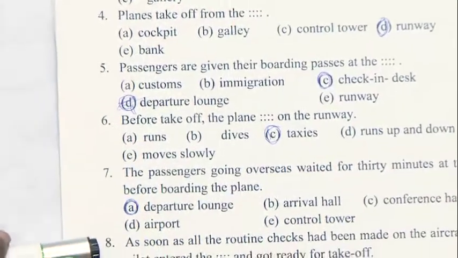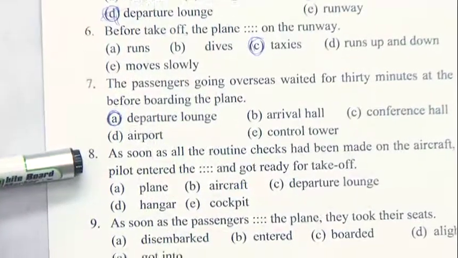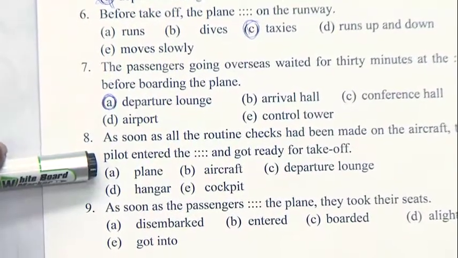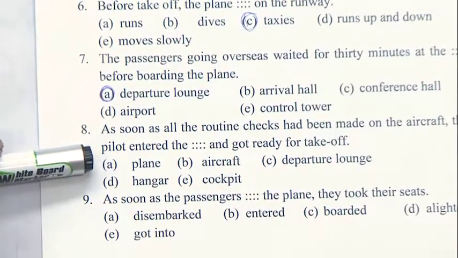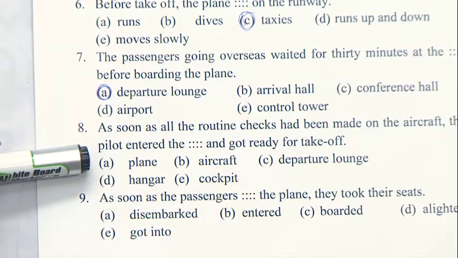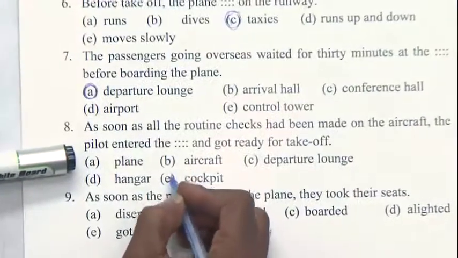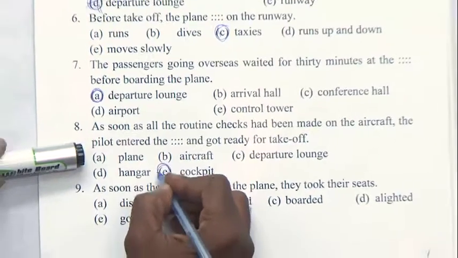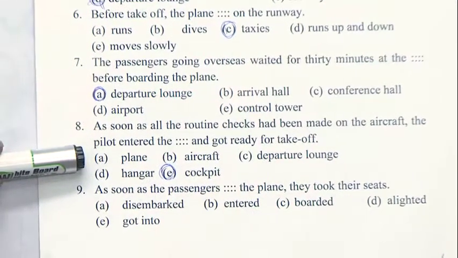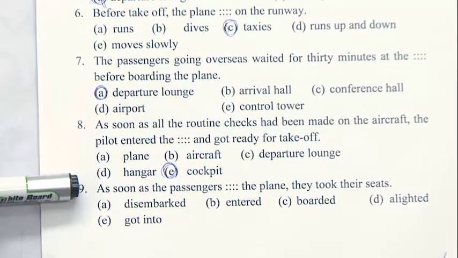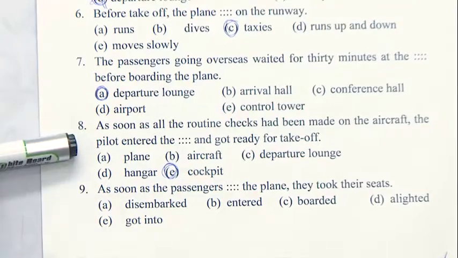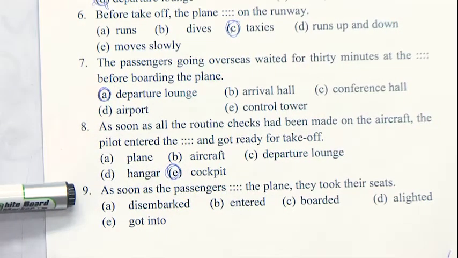Then as soon as all the routine checks had been made on the aircraft, the pilot entered the dash and got ready to take off. Which is the place of the pilot in a ship and in a plane? It is the cockpit. Cockpit. That's where he stays. That's the correct vocabulary of the register for the place where the pilot stays on a plane.